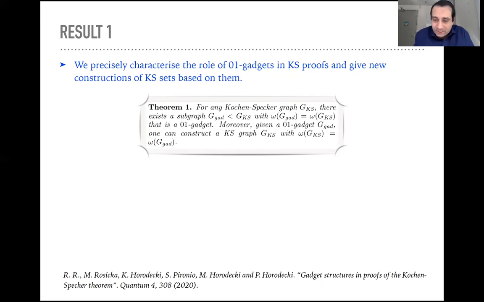Because these 0, 1 gadgets are even smaller than the proofs of the Kochen-Specker theorem, it's almost good enough to study the minimal 0, 1 gadgets, because they capture the essential contradiction that is in the Kochen-Specker proof. So essentially, they're kind of equivalent: if you have a Kochen-Specker graph, you can look at the subgraph, and the subgraph already captures the essential contradiction that is needed to prove the Kochen-Specker theorem. So 0, 1 gadgets play a kind of defining role in proofs of the Kochen-Specker theorem.